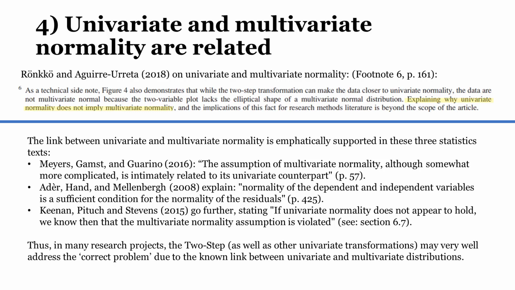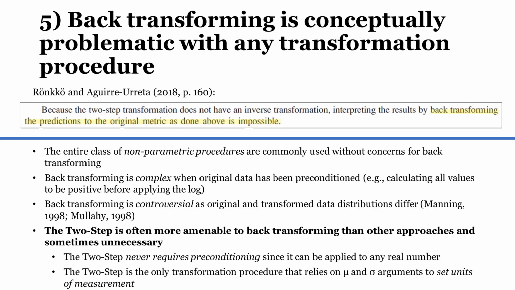In research projects where non-normality is bad enough, the two-step and other transformations may very well address the correct problem in changing univariate distributional shapes, since they are related to multivariate distributions. Fifth, the authors criticize the two-step by saying that it is impossible to back-transform its results. The authors state, quote, "Back-transforming the predictions to the original metric as done above is impossible," close quote.